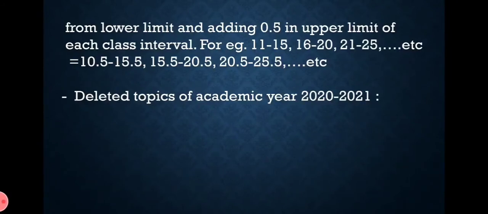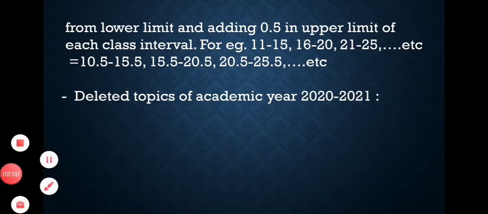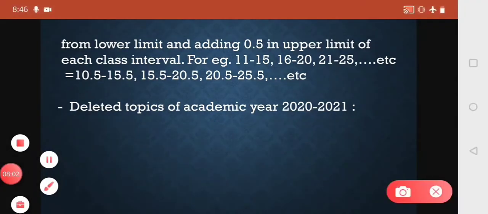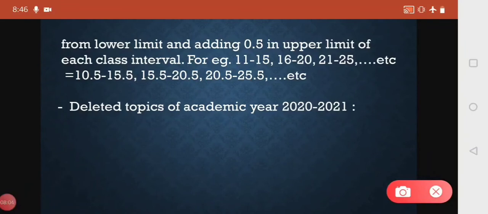For example, suppose the class intervals are 11 to 15, then 16 to 20, 21 to 25, and so on. Here you can see there is a gap between the class intervals. After 15 the next number comes 16. It is not like 11 to 15 and then 15 to 19. It is not continuous, it is discontinuous. There is a gap of one number between the class intervals.